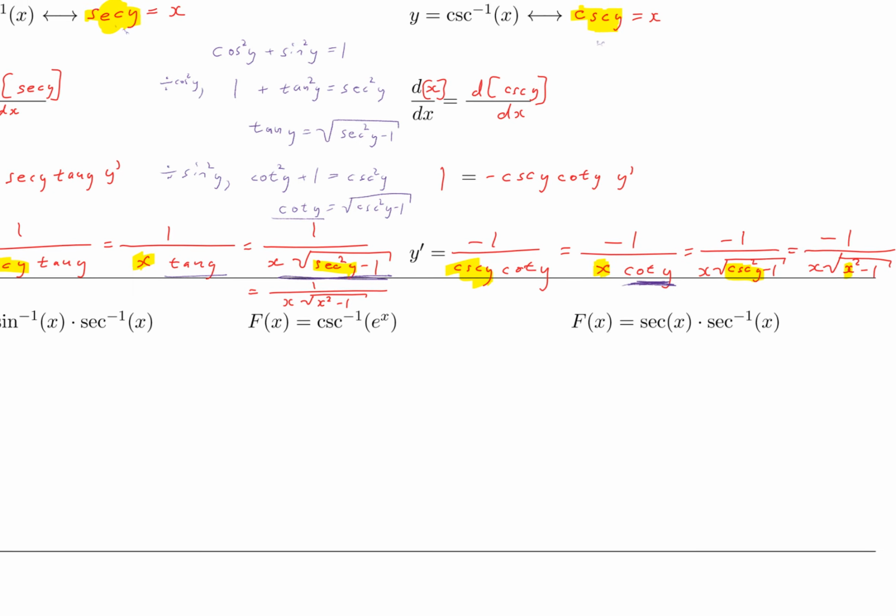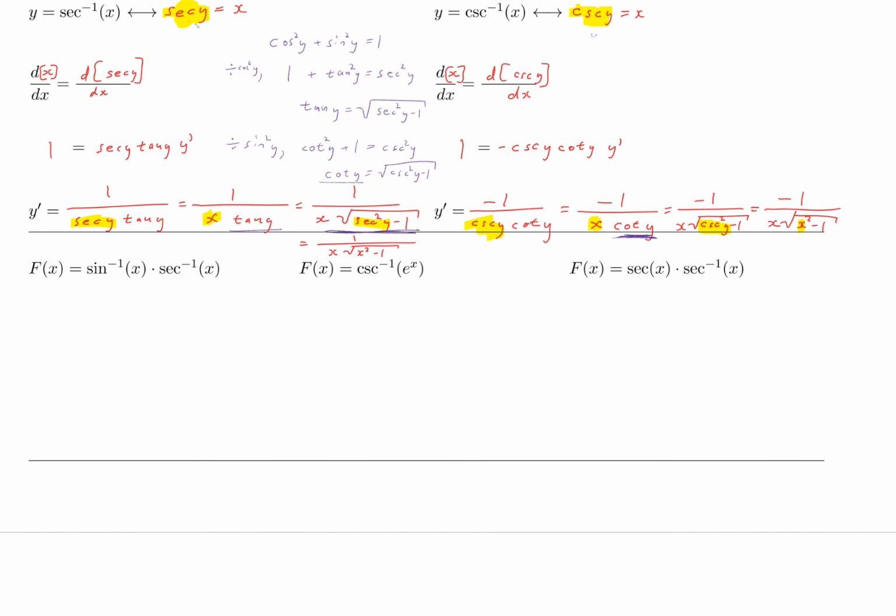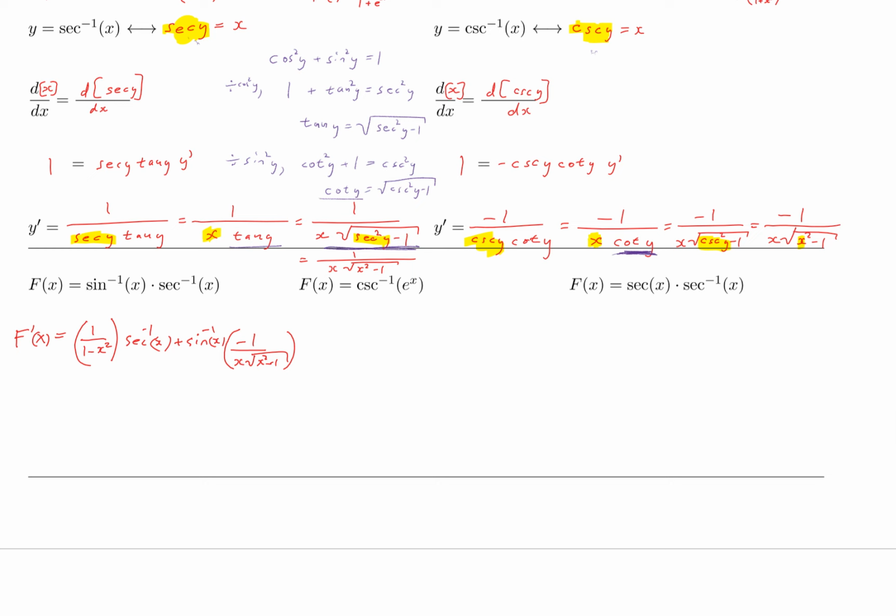Alright, and that's it. That's the formula for secant, inverse secant, and inverse cosecant. Let's go ahead and use these to solve these problems. I encourage you to press the pause button and solve them on your own. Alright, so in this one we note that we had to use the product rule, and we simply applied the formulas that we derived earlier in the sheet.